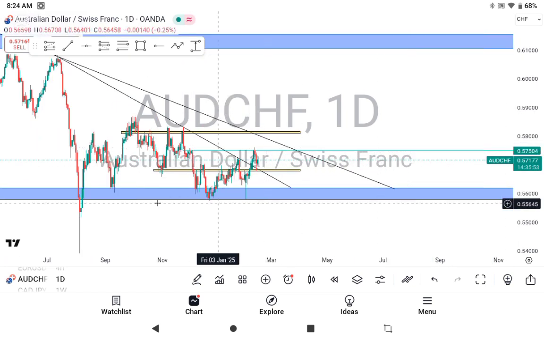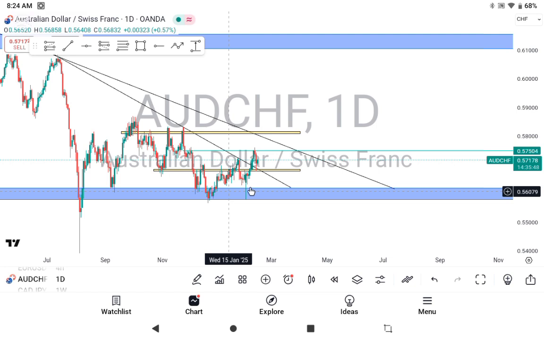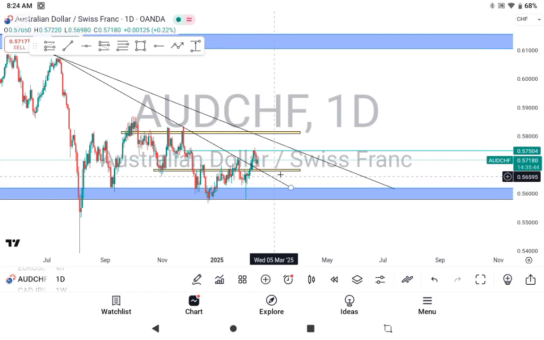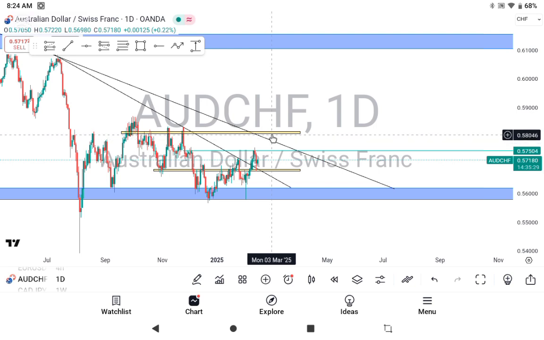Now, in the past, AUDCHF has been on this key level of support, and that level of support has been bouncing the price to the upside. We have an intermediate level of resistance right here, and this intermediate level of resistance has been broken and tested. Now, the previous minor level of resistance has turned support, and AUDCHF is coming to attempt this level again.